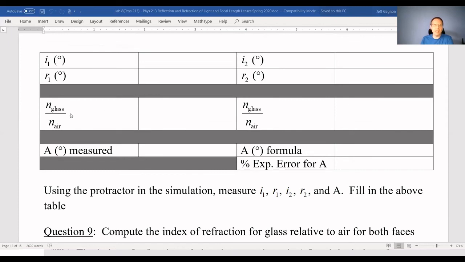Remember, in this case, this is going to equal the sine of I1 over the sine of R1. In this case, it's going to be the sine of R2 over the sine of I2. And it should be a lot better, more accurate than what I did when I measured it using a marker and a protractor. In theory, the index of refraction of glass is around 1.5. So you should find that you get values that are much closer to 1.5 than probably we got experimentally before.